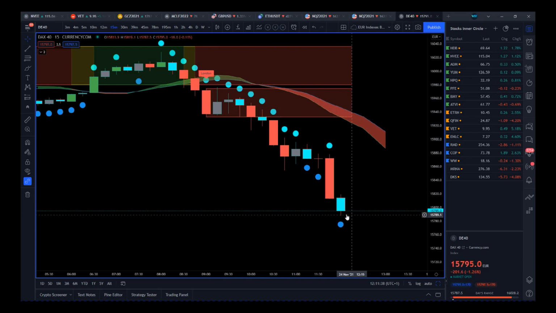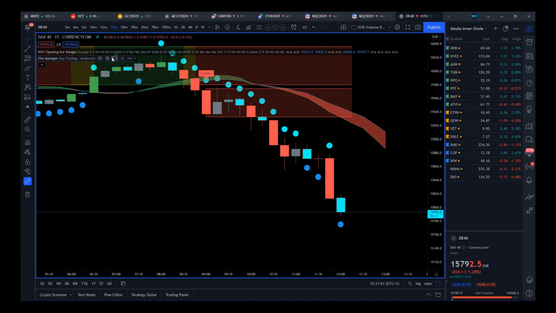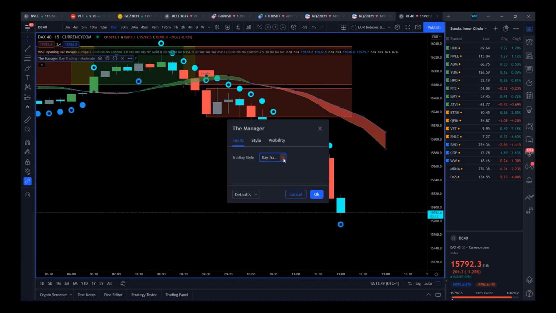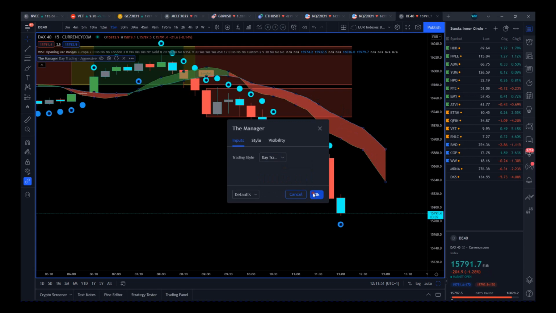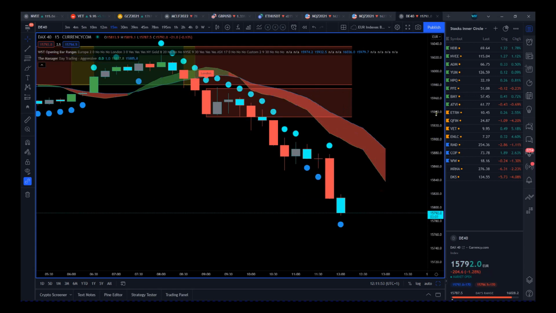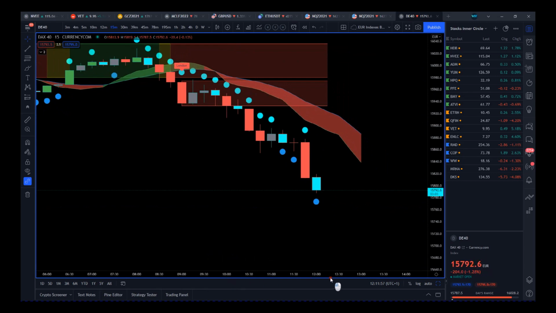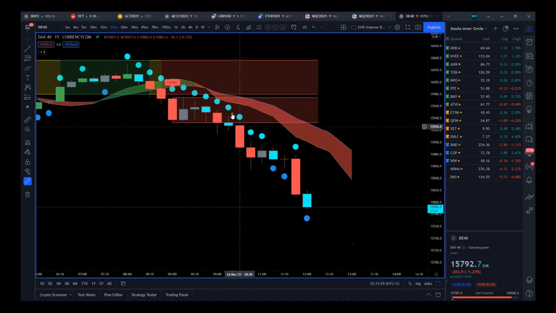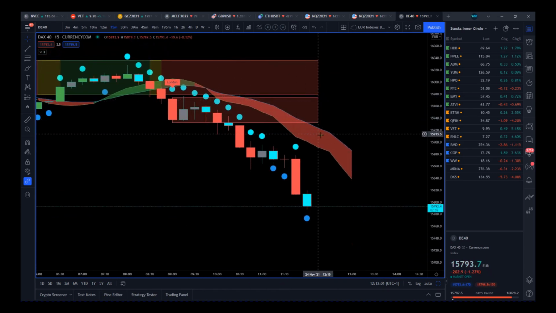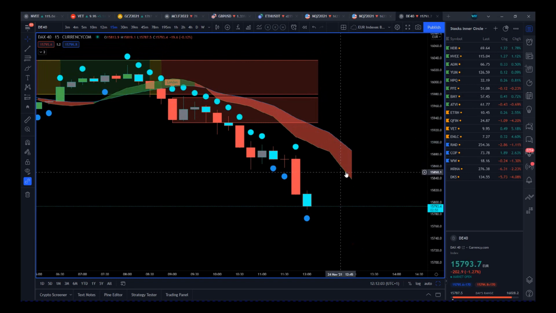Now, how to use the manager in this, there's different ways. Now we've had this parabolic move. We could change the manager. At the moment it's on moderate. We could go day trading aggressive here. So what we're looking for to manage this trade is obviously we're going to be looking back for support and resistance zones, but the main thing is the bias cloud on the manager is still red. So that says that we should still be looking for shorts.